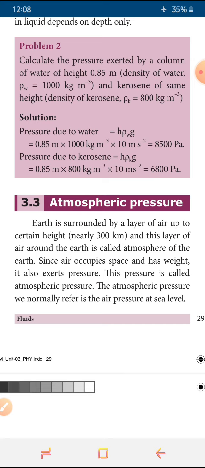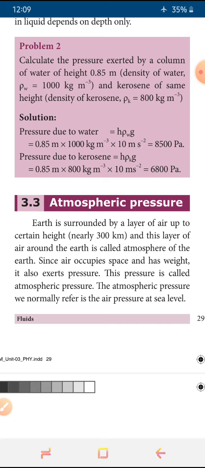Calculate the pressure exerted by a column of water of height 0.85 meter, where the density of water is given, and a kerosene column of the same height, whose density is also given. So we are noting down. The formula for pressure is h rho g. This is for water, h rho_w g. And for kerosene we can write the same formula, h rho_k g. Everything is given, so substituting, we get the answer for pressure. Unit is Pascal.